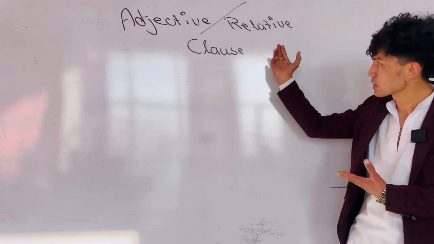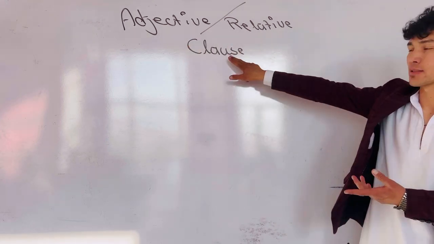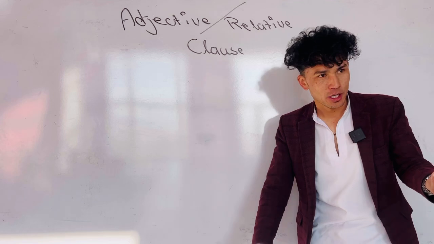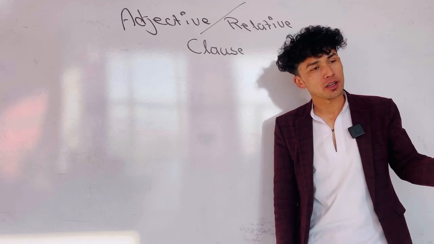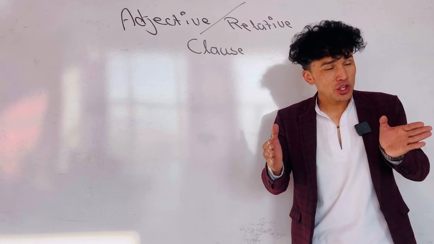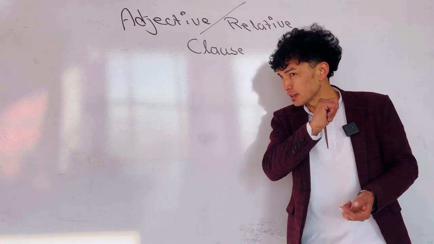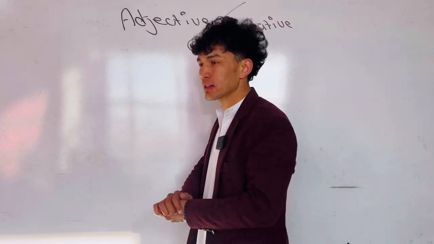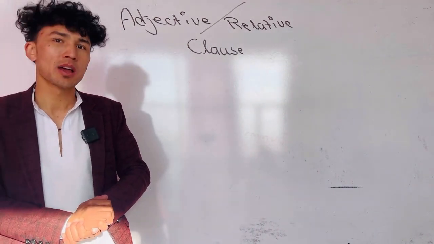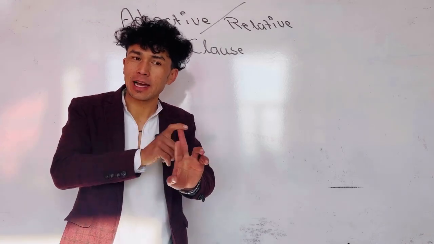These two words are synonymous and can be used interchangeably: adjective or relative class. You do know what a class is. A group of words that has a subject and verb, sometimes can stand alone and sometimes cannot stand alone. The class which can stand alone is independent. The class which cannot stand alone is what? Dependent class. And dependent class is divided into how many categories or types? Three: noun class, adjective class, and adverb class.